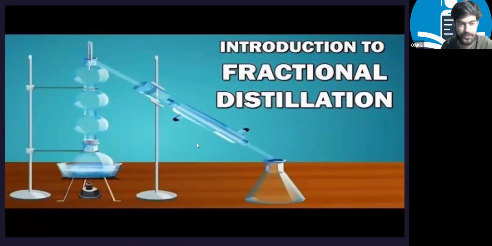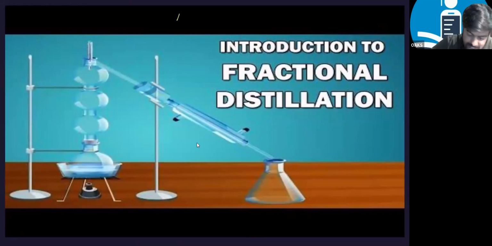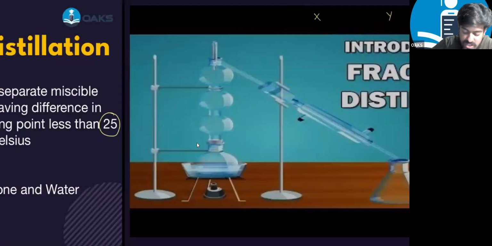Let's suppose that there is liquid X and there is liquid Y. What will be the difference between the boiling points? The difference between the boiling points should be less than 25 degrees. And for this case, we are going to use the fractional distillation method.